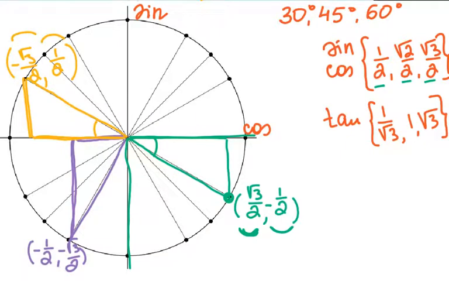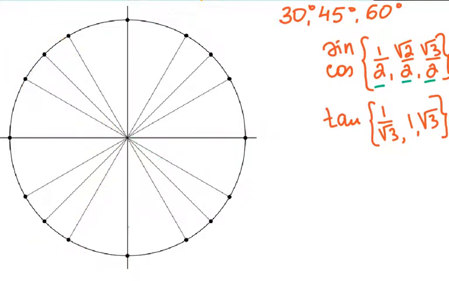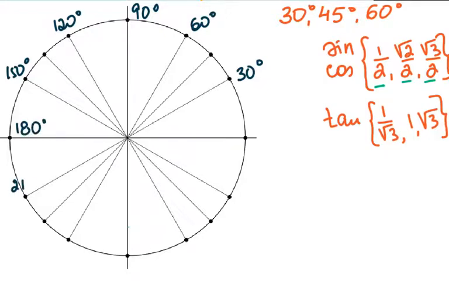But now I need to know what those angles are that I'm talking about. So I have 30 degrees, plus 30 gives me 60 degrees, plus 30 gives me 90 degrees, plus 30 gives me 120 degrees, plus 30 gives me 150 degrees, plus 30 gives me 180 degrees, plus 30 gives me 210 degrees, plus 30 gives me 240 degrees, plus 30 gives me 270 degrees, plus 30 is 300 degrees, 330 degrees, and 360 degrees.